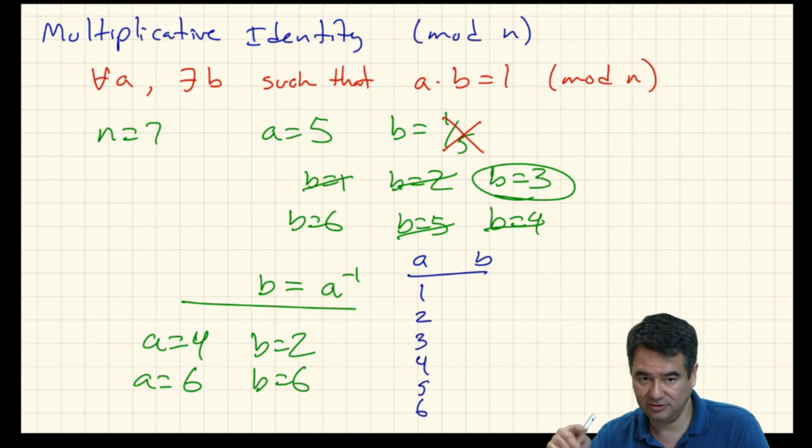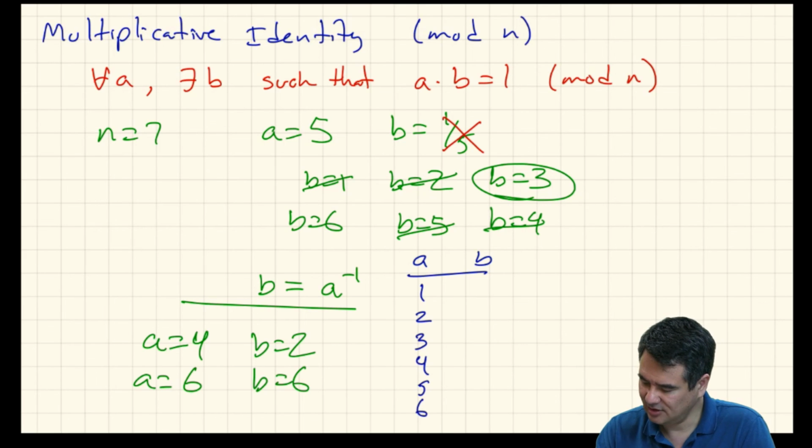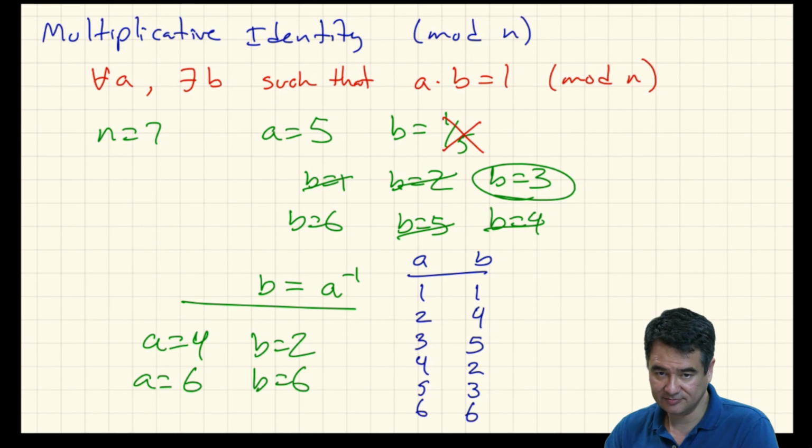And there's a reason why we don't put 0 there. It's because we can't find any number that when we multiply by 0 gives you 1. So for b, 1 times 1 is 1. For 2, we know that is 4 from here. For 3, it's 5. We know that from this up here. For 4, we know it's 2. For 5, we know it's 3. And for 6, we know that it's 6.